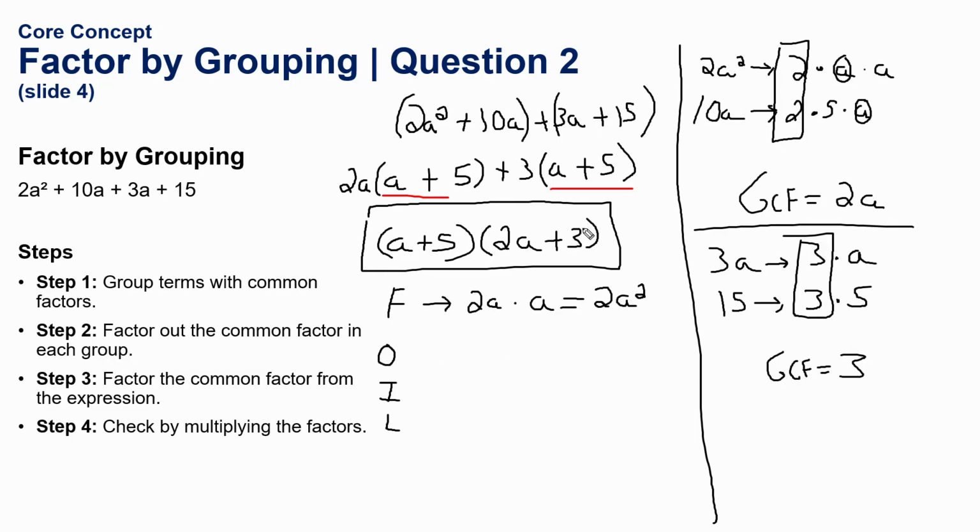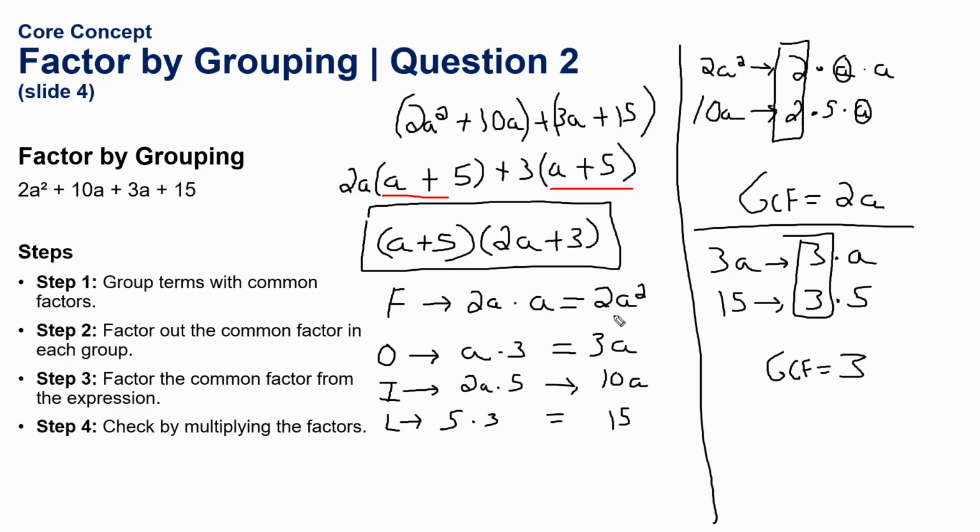Outer is going to be A times 3, which we could flip around to where the number is the coefficient in front, so 3A. Inner then is going to be 2A times 5, or 5 times 2, however you'd like to write it, which becomes 10A. And then the last is 5 times 3, which is equal to 15.